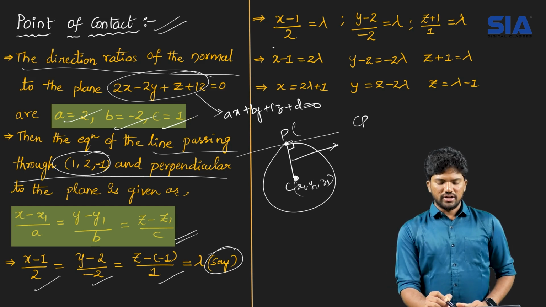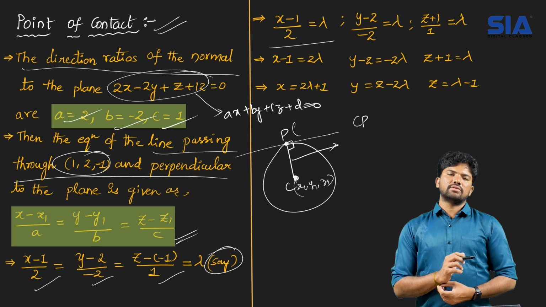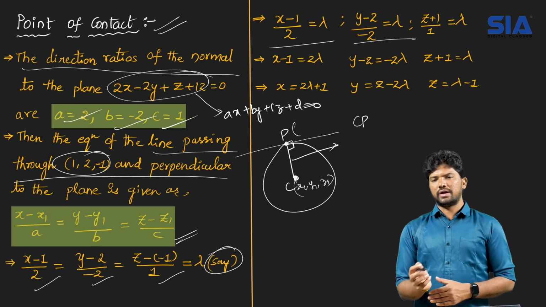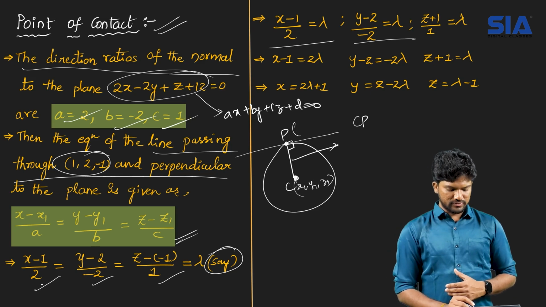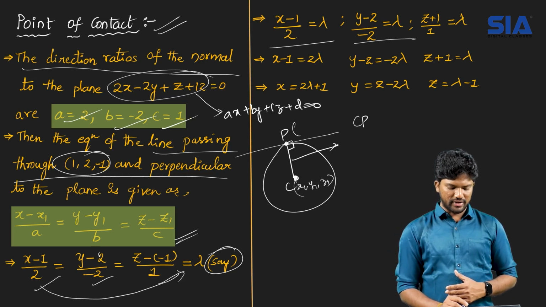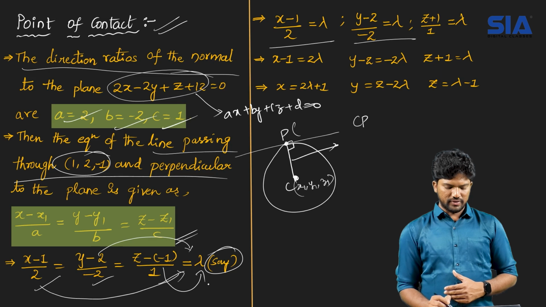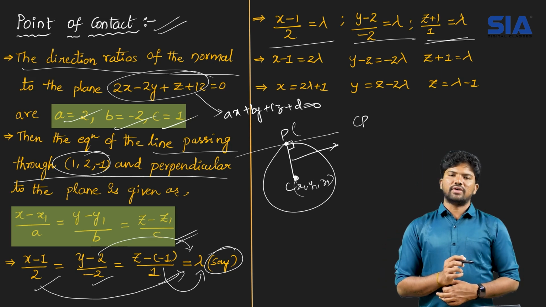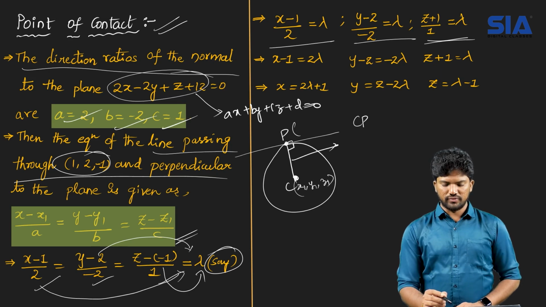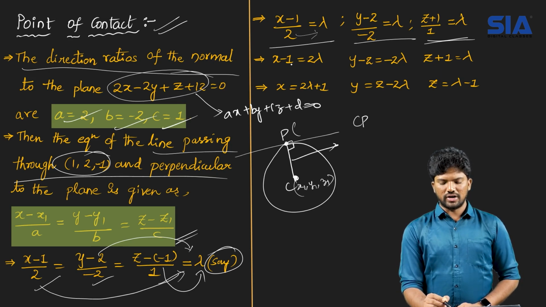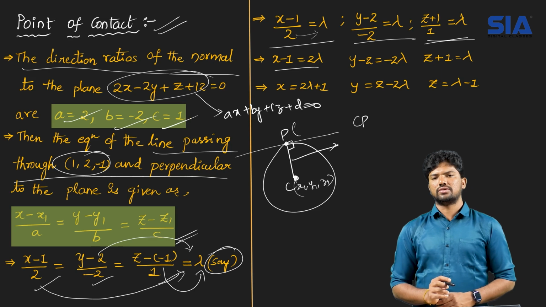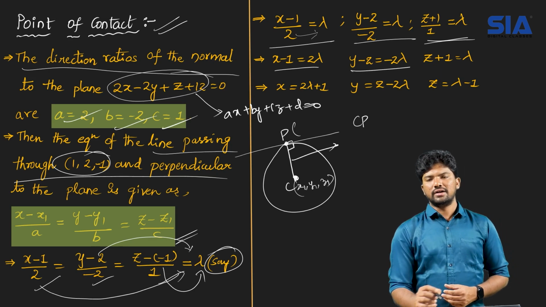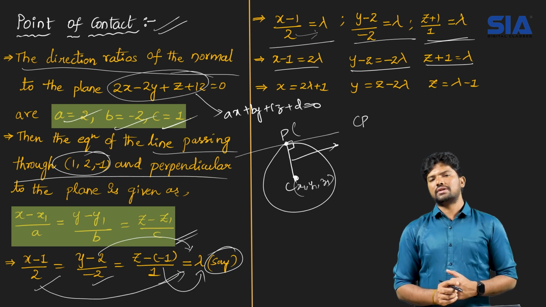So therefore now x minus 1 by 2 is equal to lambda, y minus 2 by minus 2 is equal to lambda. We just have to equate each and every value with lambda, then we'll get z plus 1 by 1 is equal to lambda. So therefore now send the denominators to the RHS. x minus 1 is equal to 2 lambda, y minus 2 is equal to minus 2 lambda, and z plus 1 is equal to lambda.